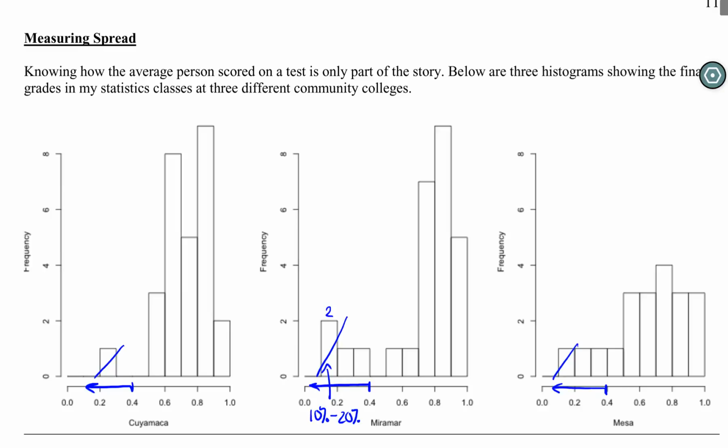At Mesa and Miramar, there's a lot more variability. Even once we get rid of that person scoring between a 10 and 20, there's still people scoring in the 20% range. So it takes a lot more of this sort of like, well, maybe these people also didn't try, before we can see something reasonable looking. But none of these really tell a very good story about spread.